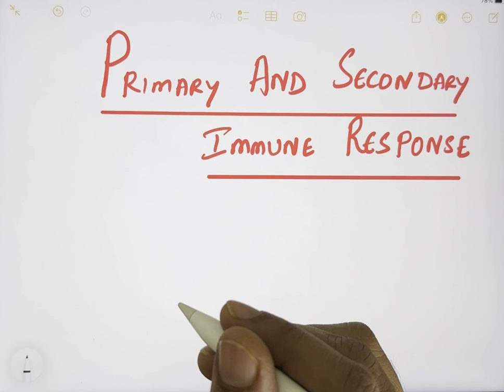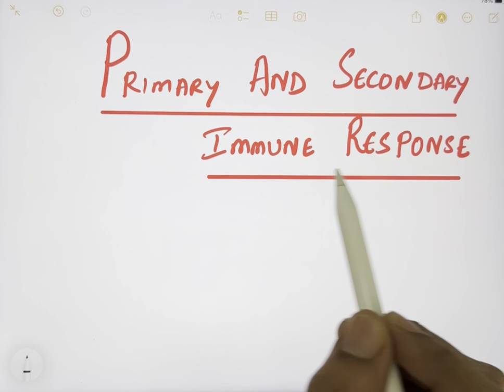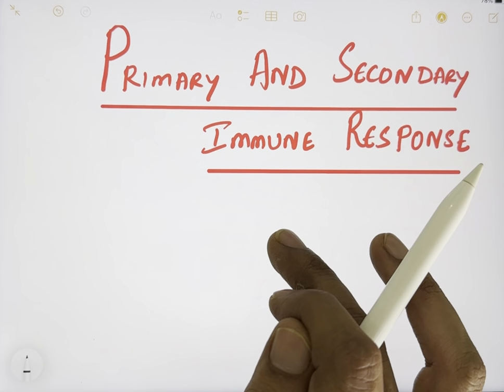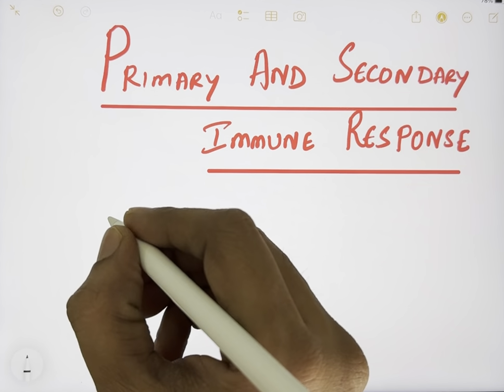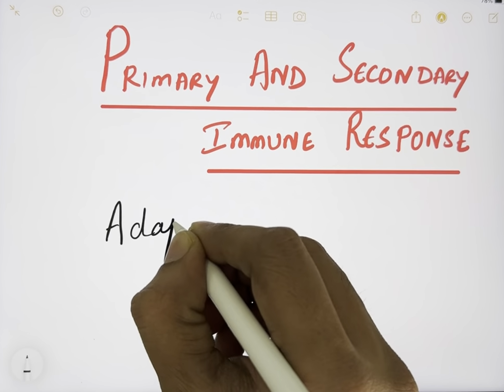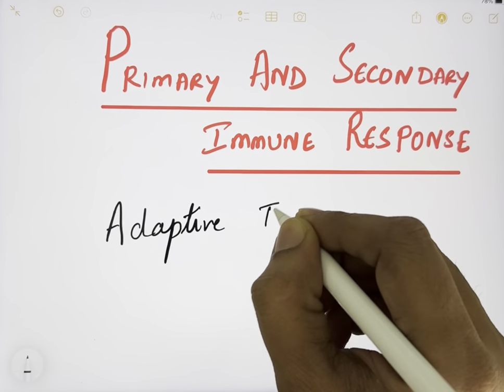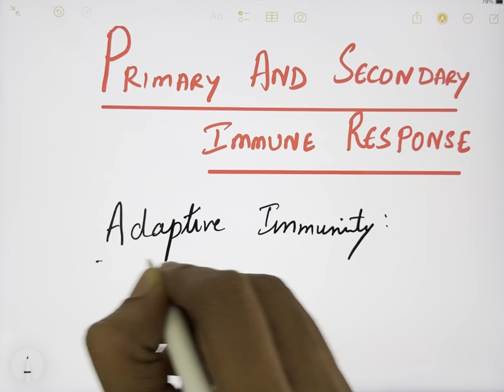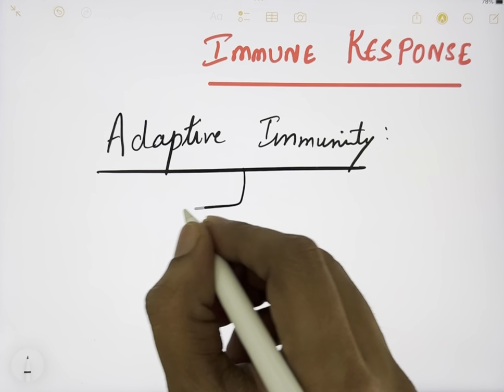Hello friends, today we will discuss primary and secondary immune response. To understand this concept, let us revise something which we have already discussed. In the last few lectures, we have discussed acquired immunity, which is also known as adaptive immunity. There are two types of acquired or adaptive immunity which we have discussed in detail.